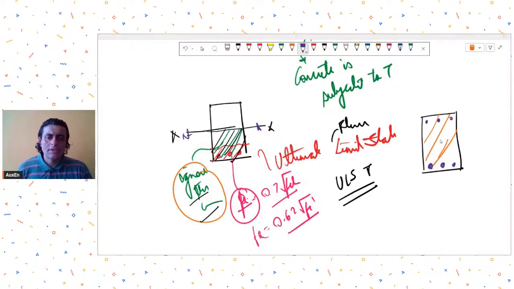So this is the ultimate limit state of tension. In ultimate limit state of compression, we are not considering cracked concrete because it's under compression. Compression does not lead to cracking. So when it's ultimate limit state of compression, we will consider concrete in our cross sectional calculations.